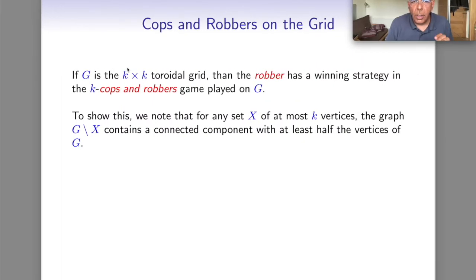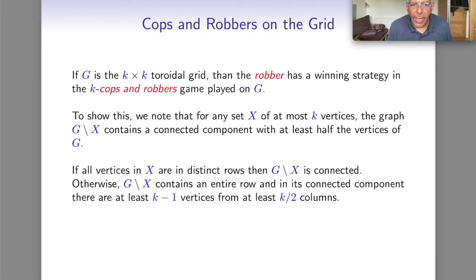So, consider the case where not all vertices are in distinct rows or distinct columns. Without loss of generality, say that you have 2 elements of X in the same row. That means that the rest of the graph contains a row which contains no element of X. Okay. Look at the connected component containing that row.